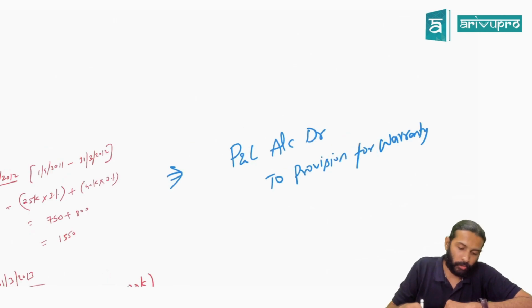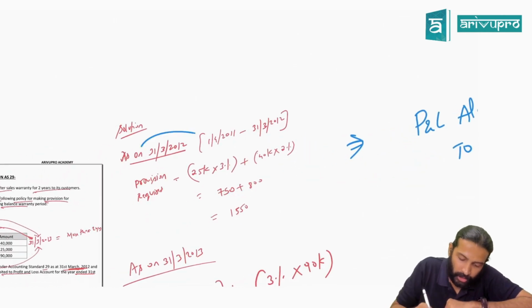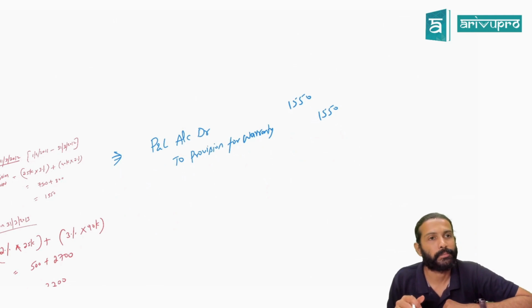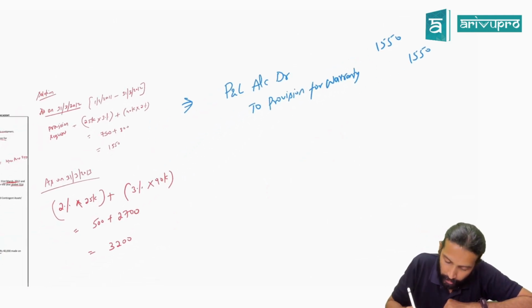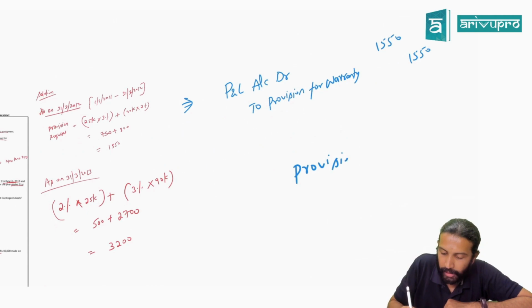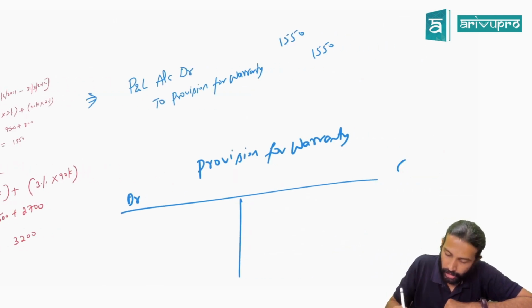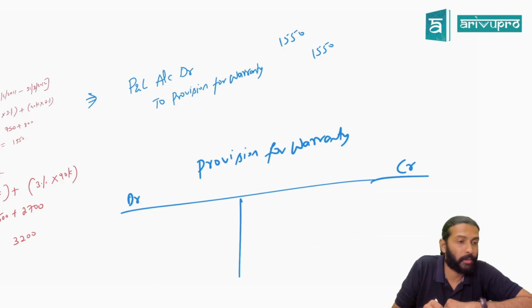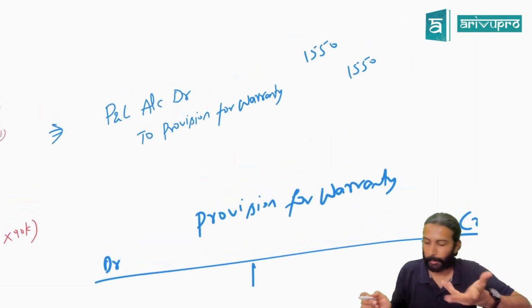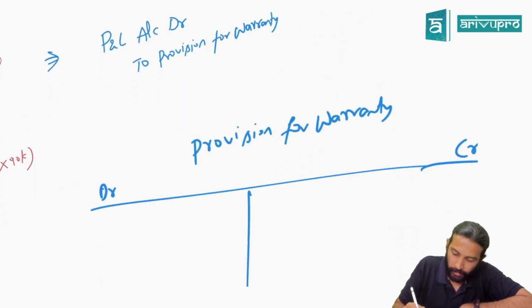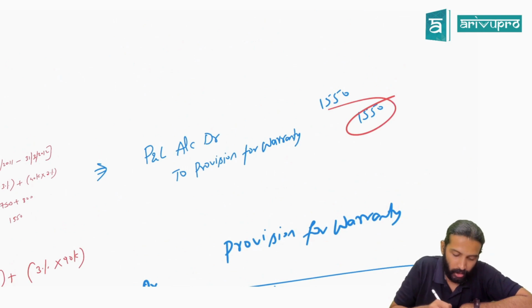First year, you have to make provision for how much value, sir? As on 31st March 2012, how much provision is required? 1550. Manageable. Or if you want, I can do a ledger also, the provision for warranty ledger account. Sir, will any provision have a debit balance or credit balance? Check your journal entry and tell me. You're crediting provisions, so obviously it will have a credit balance. What is the opening balance of this provision, sir? Till last year, how much was its balance?